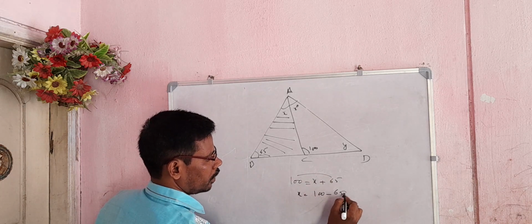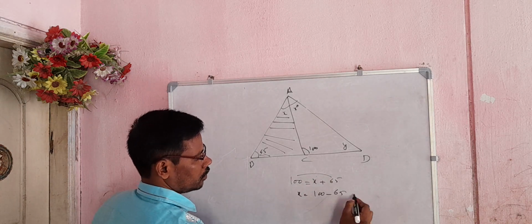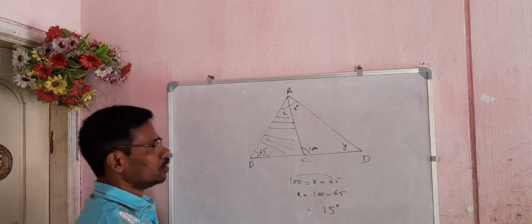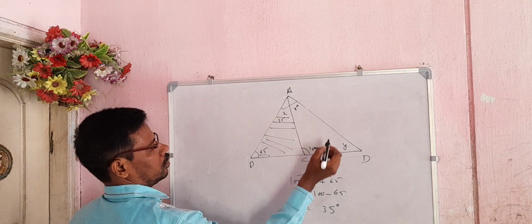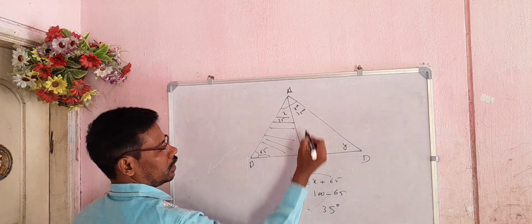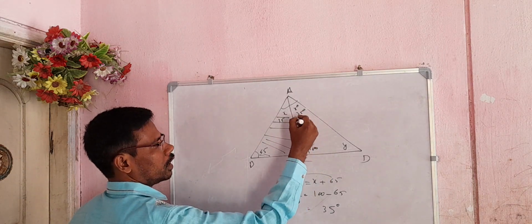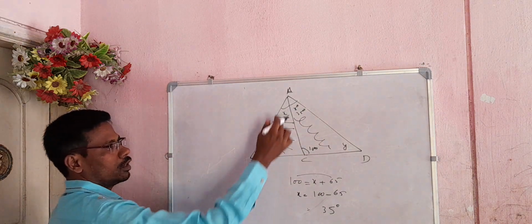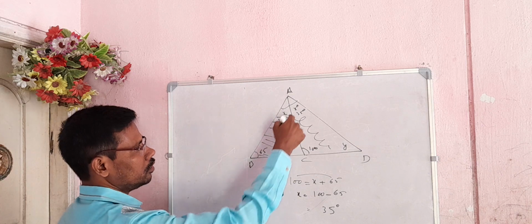100 minus 65. So subtract. 100 minus 65 is 35. So this angle we got. So that means this is 35. Easily you can find out this angle. 35 plus 100 plus y. Sum of three angles of a triangle is 180. So finish.